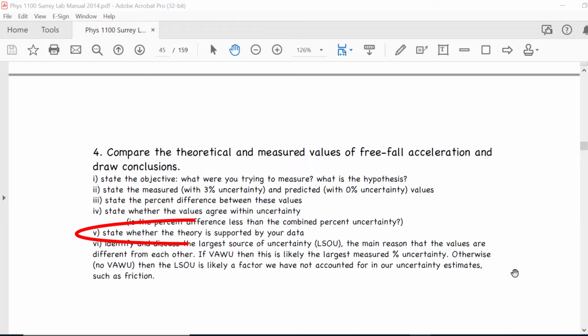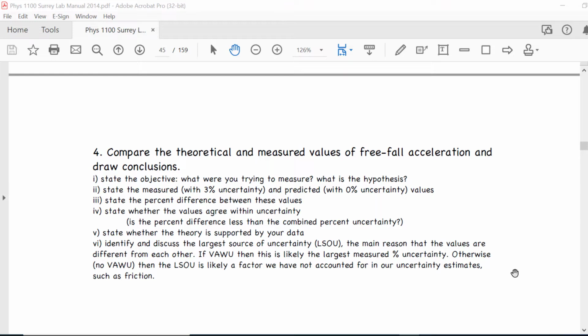The next item says state whether the theory is supported by your data. So if your values agreed within uncertainty, you'd say, yes, the theory was supported by my data, because my value agreed with the theoretical prediction within uncertainty. If they didn't agree, then here you would have to say the theory was not supported by your data.